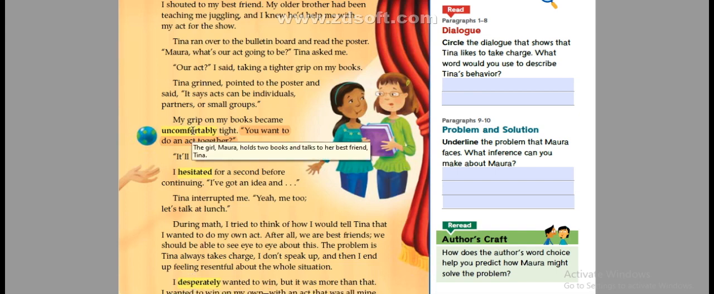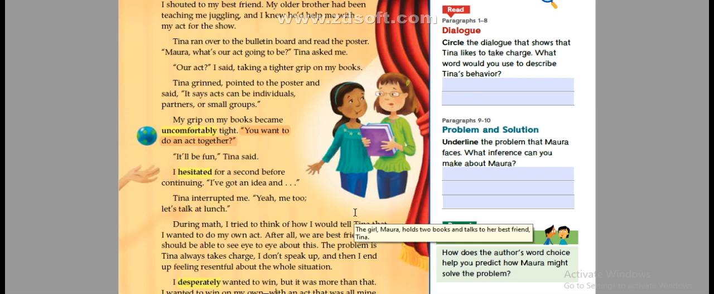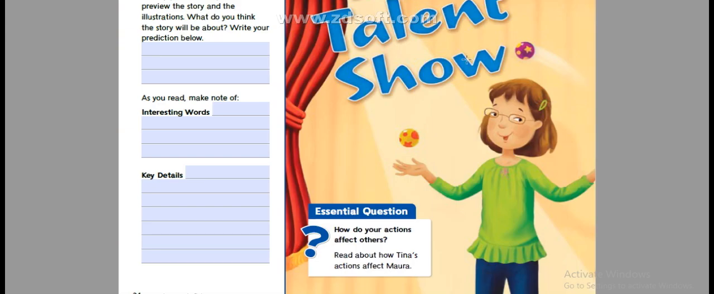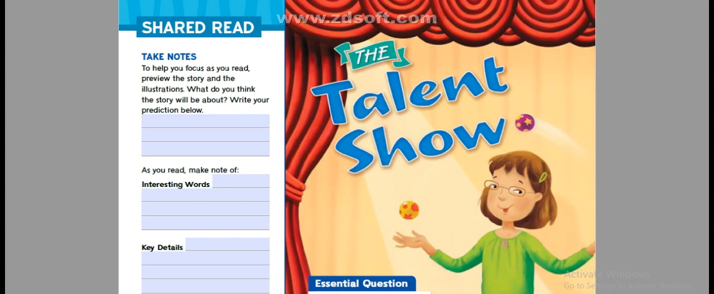Last time we read about Tina and Mora, and we knew that there is a talent show in the school, and we understood that from the title, since the title is called The Talent Show. And you predicted that last time, right? You predicted that we're going to read about a girl who's going to participate in the talent show. And you told me a talent show is where people show their talent in front of an audience, right? A talent is something that you have and you're good at.